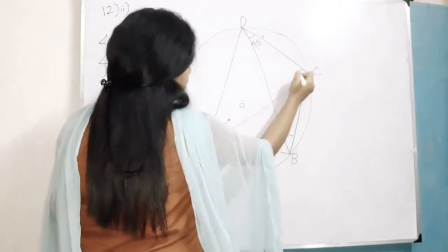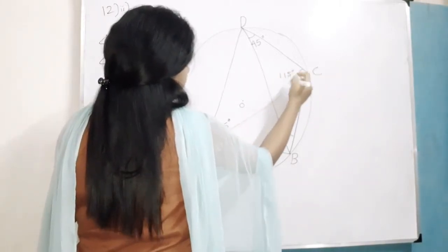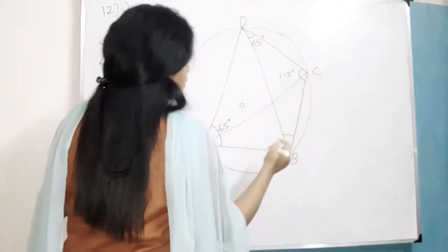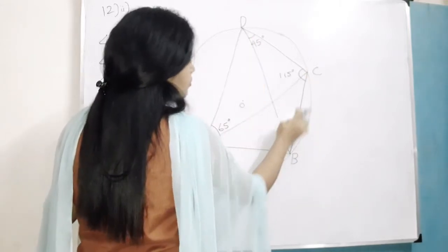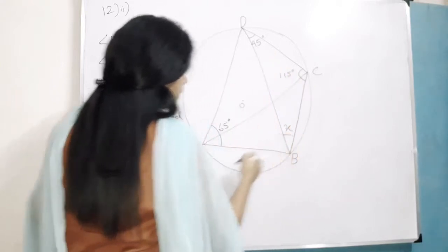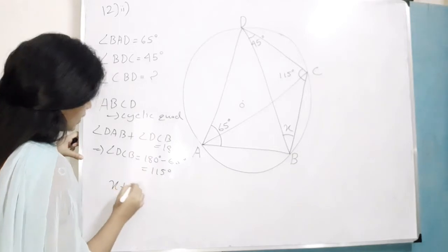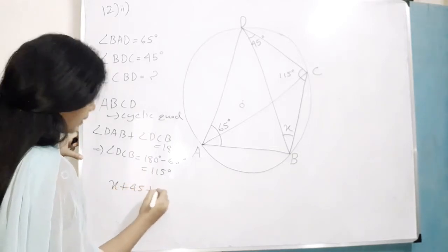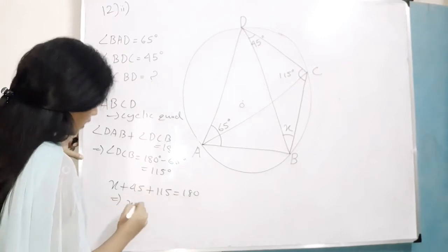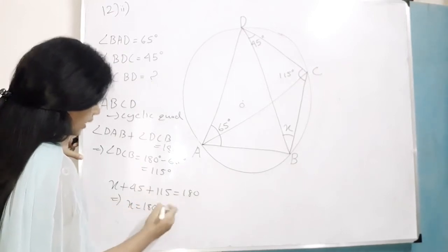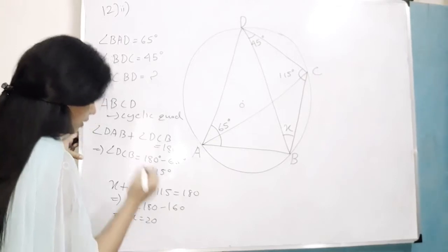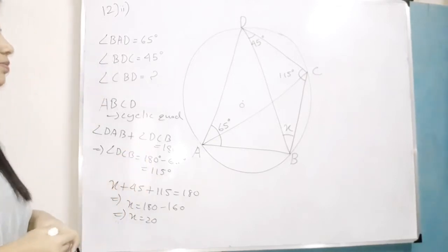Now we know that this one is 115 degrees. So if I take the triangle BCD, we know that the sum of the three angles of a triangle is 180. I am taking this one as X. So X plus 45 plus 115 equals 180, and that means X equals 180 minus 160, that means 20.